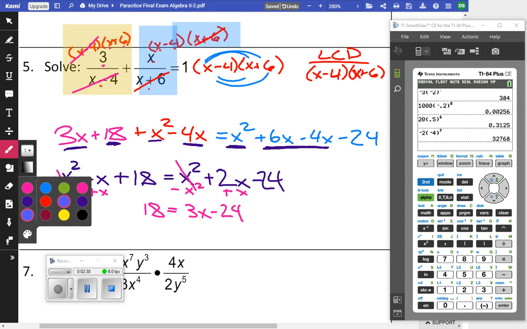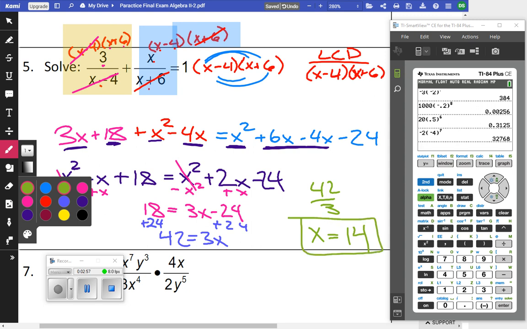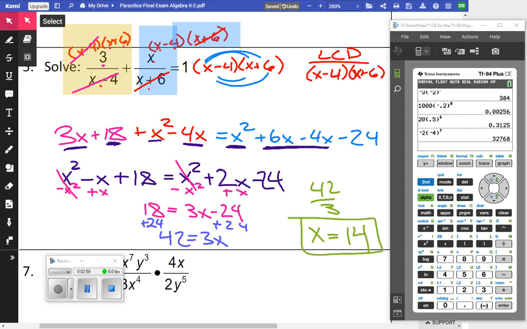I'm going to add 24. 18 plus 24 is 42. What would I need to do at the end? Divide by 3. 42 divided by 3. X is 14. There's my answer on that one. That one's the tough one. Again, I'm going to tell you over and over again, that's the hardest question on the final.